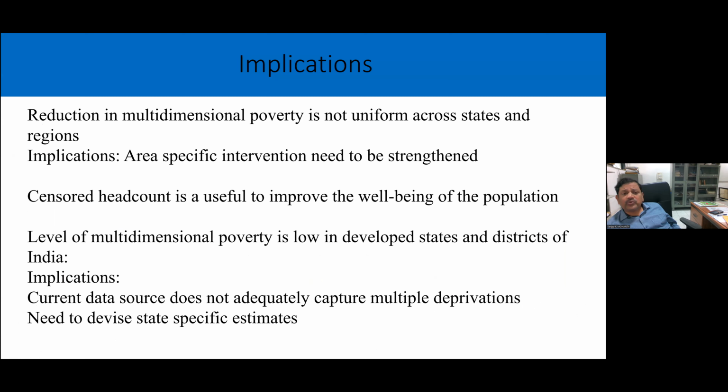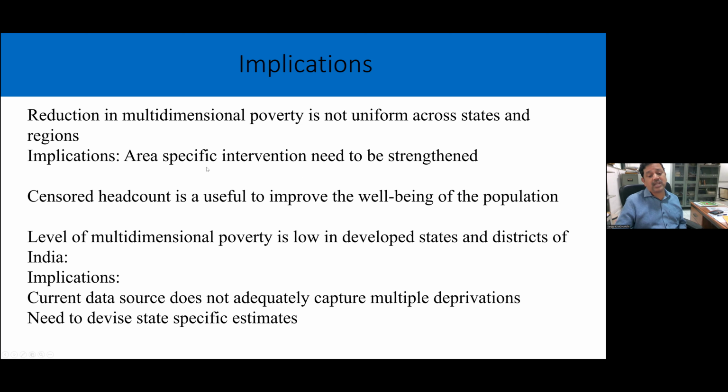Now, to sum it up, what we see here is that the reduction of multidimensional poverty is not uniform across states and regions. You can see there is a lot of variability across states and regions in the estimates. What is possibly needed is that area-specific interventions need to be strengthened for further reduction in the levels. Then the census headcount ratio is a useful tool to improve the well-being of the populations.